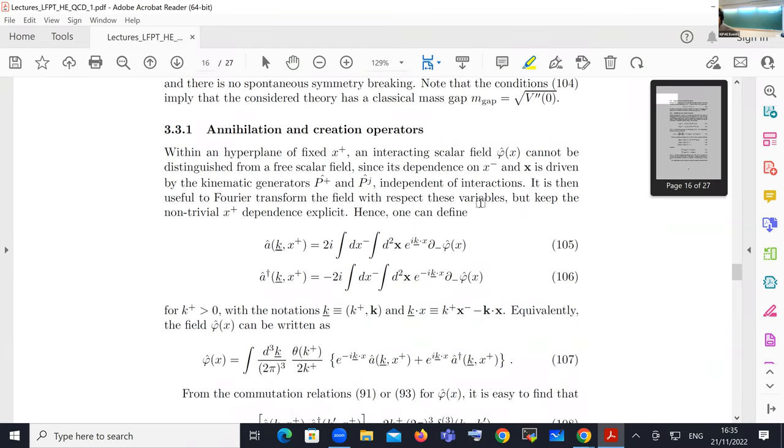So now we have the commutation relations and so on for the field, and that was at a fixed x plus. Now we can just introduce these operators A and A dagger, which we construct from the quantum field at a given, on such a constant x plus hypersurface.